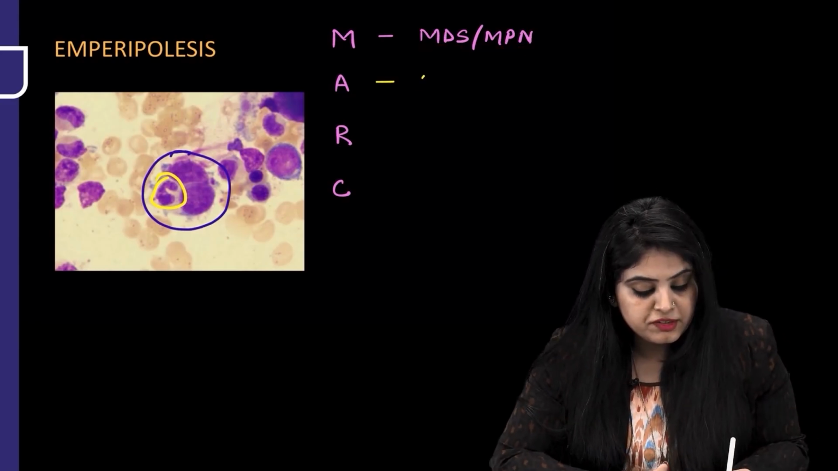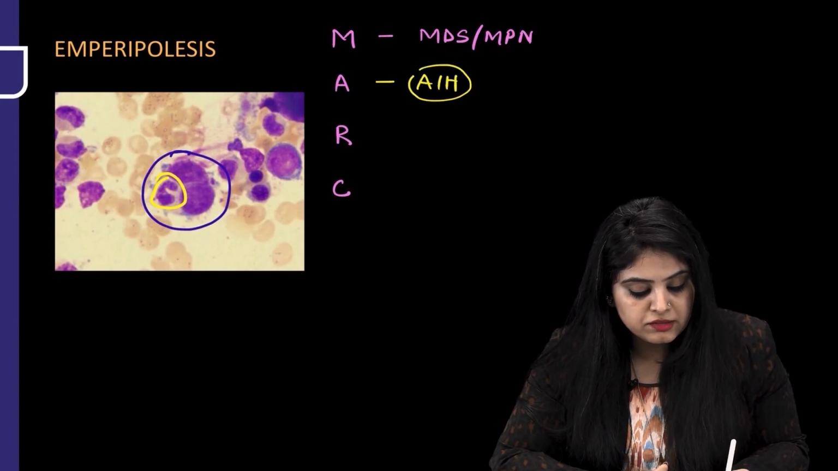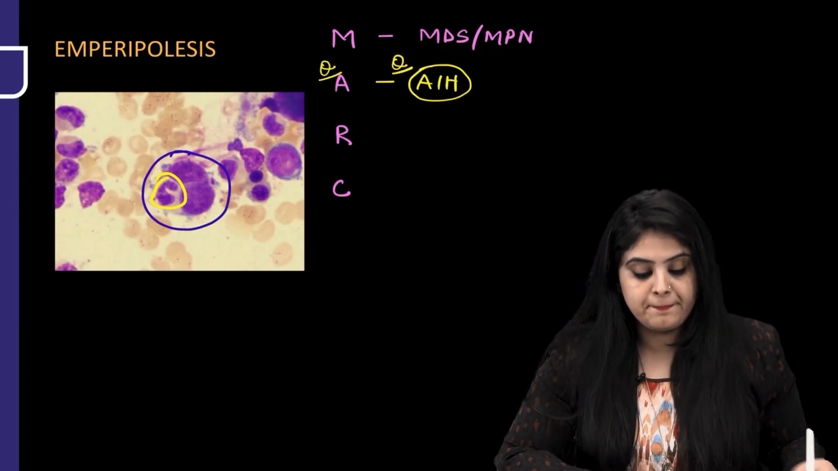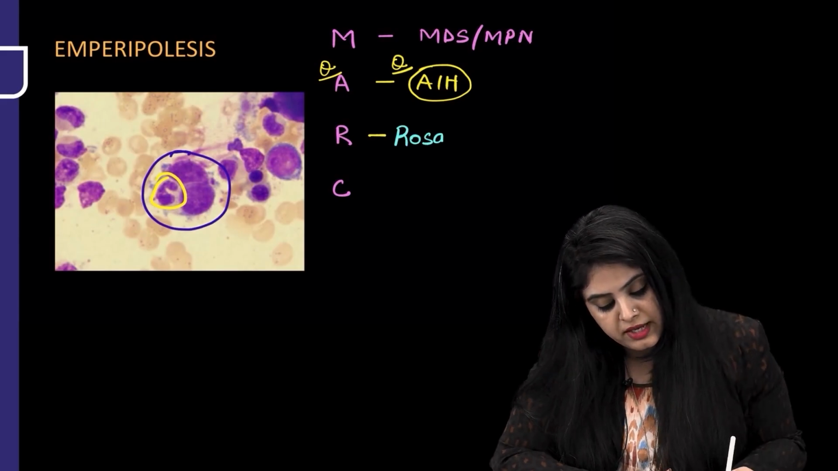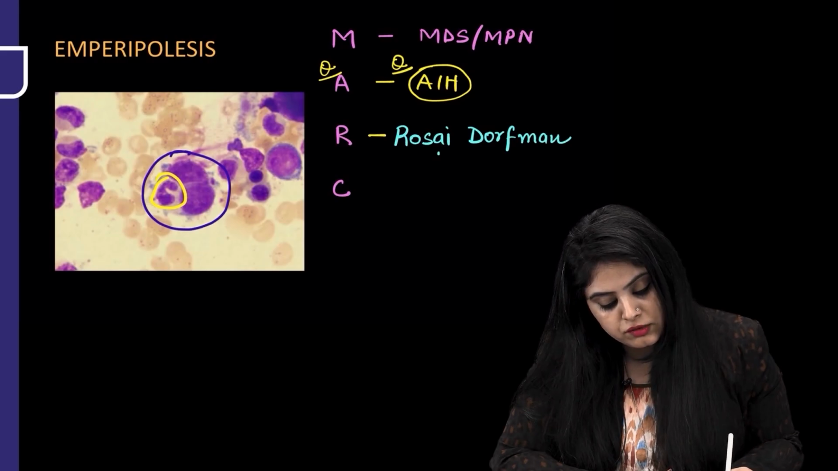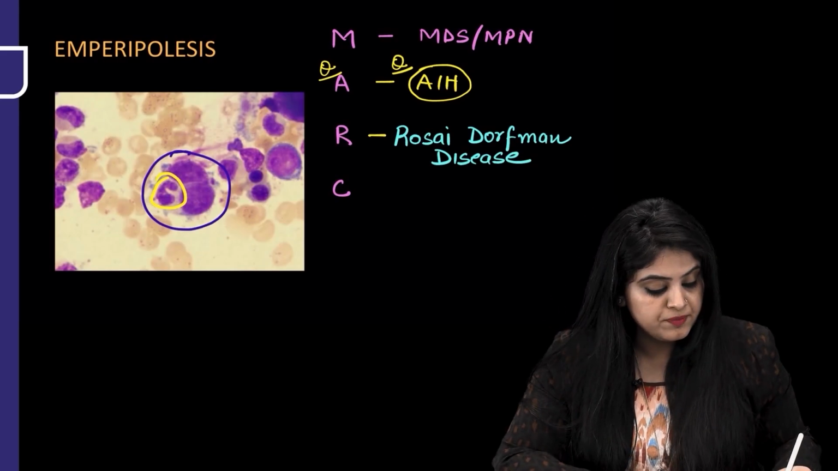Next comes the previous year question, autoimmune hepatitis. Autoimmune hepatitis is going to show you emperipolesis. Next, Rosai-Dorfman syndrome. Rosai-Dorfman disease, RDD, is a lymph node disorder.